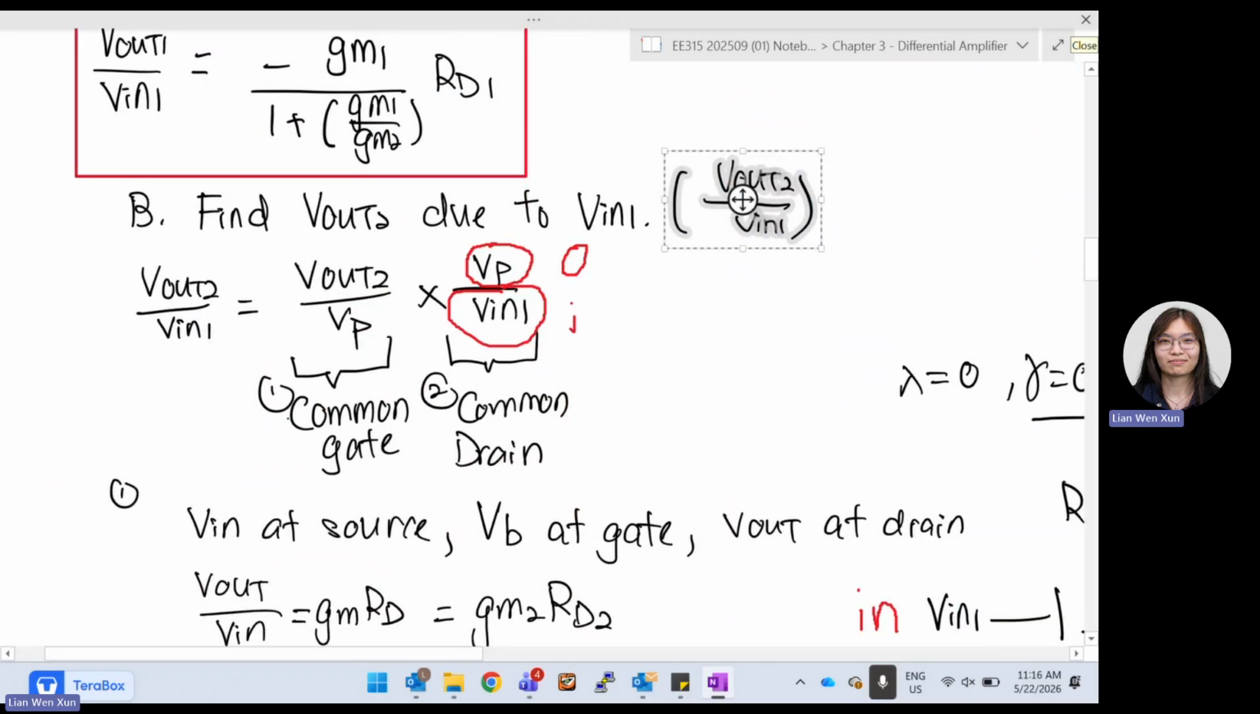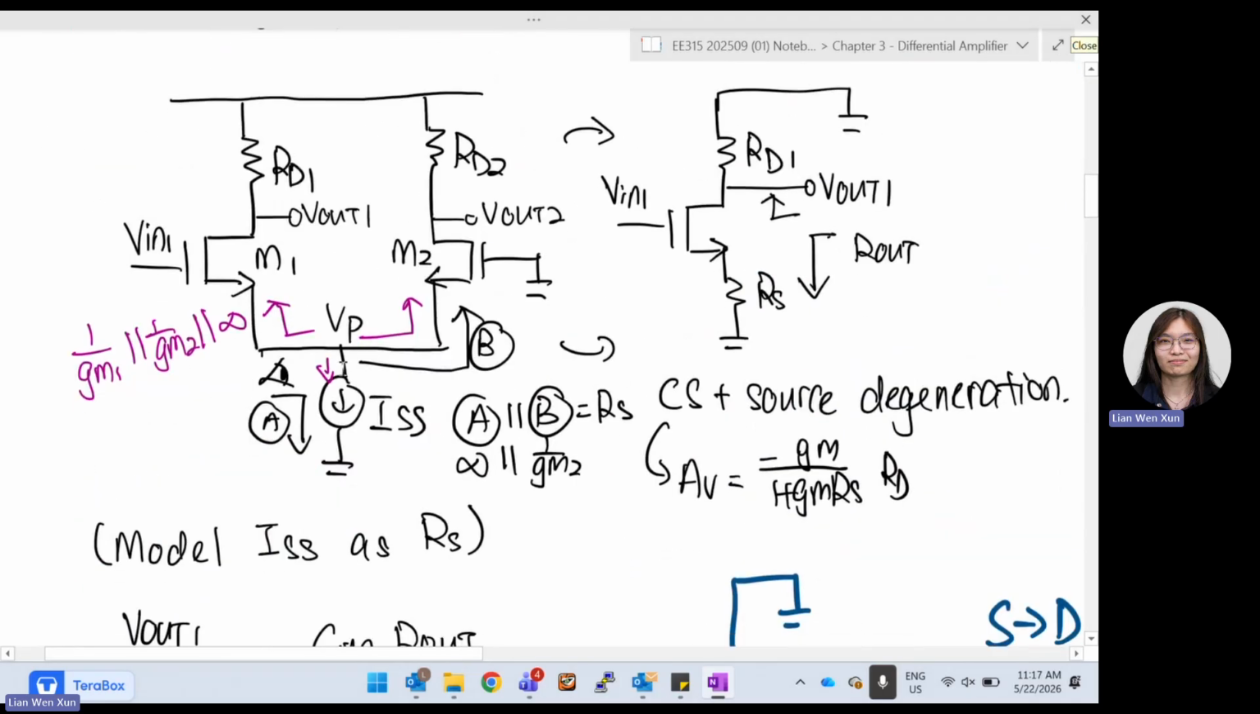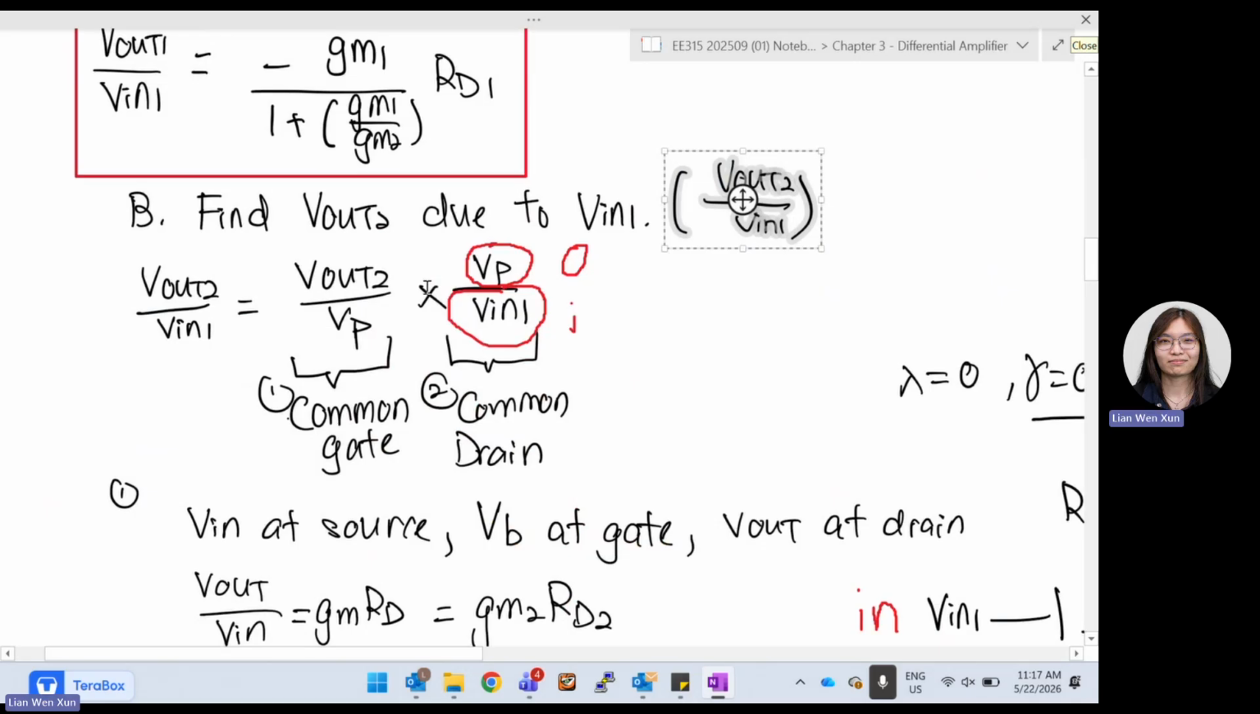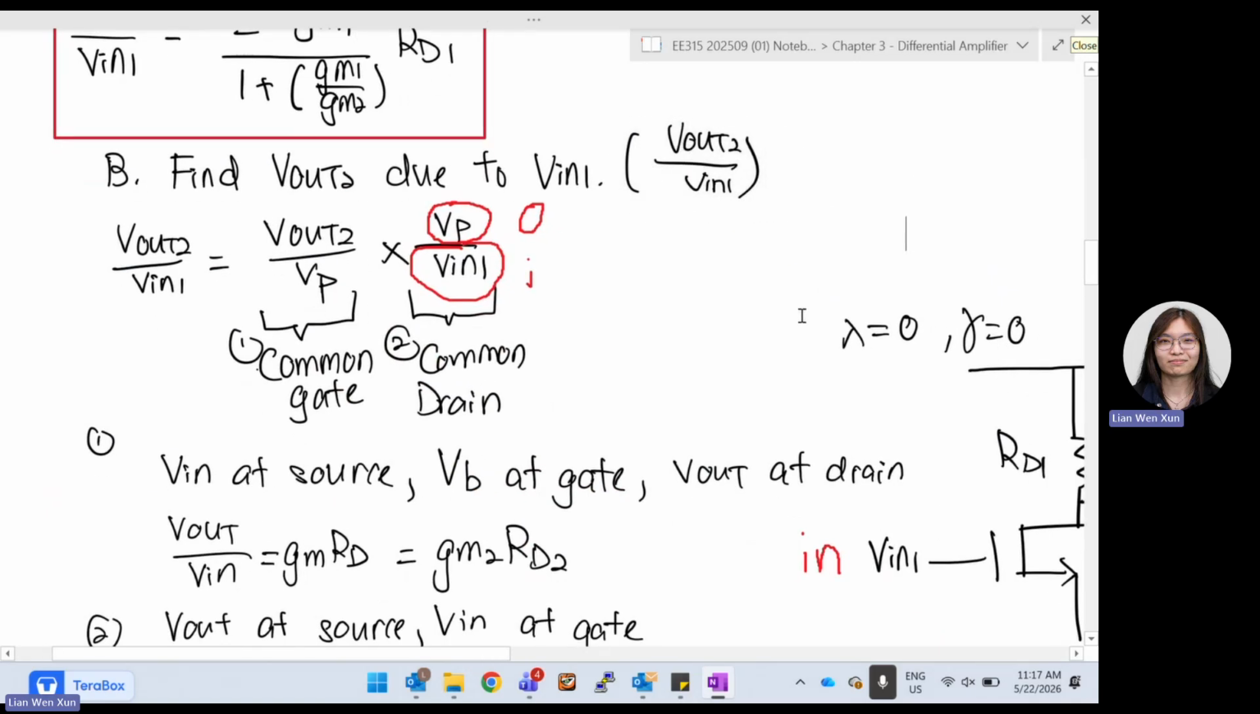And then what is Vp versus Vin1? You can see Vp is at your source and Vin1 is at your gate. So this is your output. When the source is the output, it is common drain. So we got 1 and 2. Then we can do them one by one.